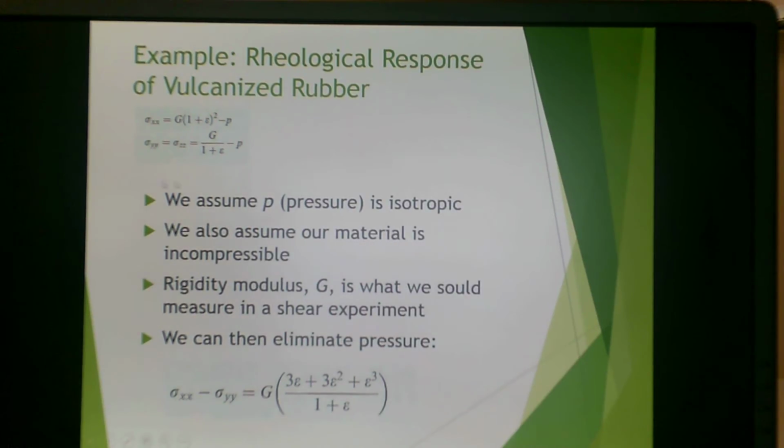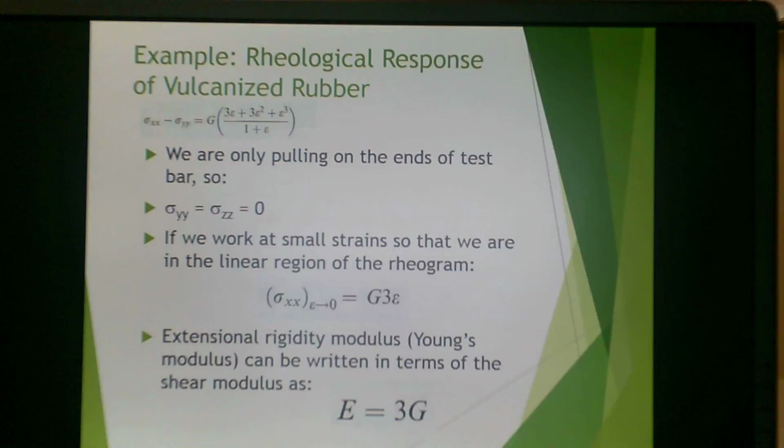So these are the pressure terms we had before from the previous slide. This is the relationship we can come up with now if we assume that pressure is isotropic. And since we're only pulling on the ends of the test bar, we can assume that sigma yy equals sigma zz, which equals 0. And if we work at small strains so that we are in the linear region of the rheogram, we get this relationship, shown here.